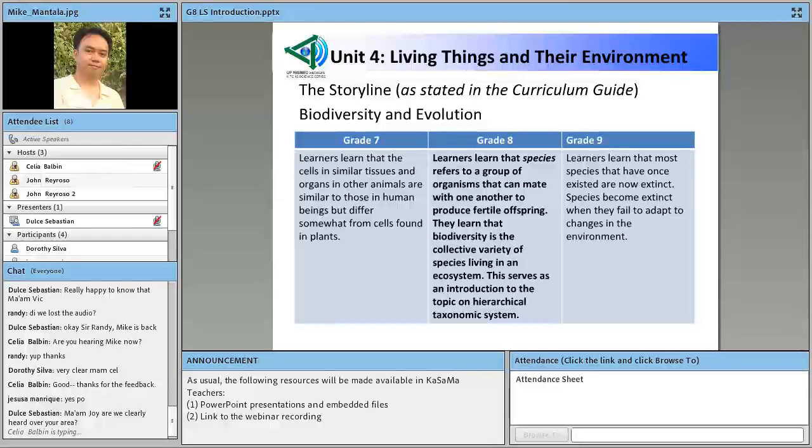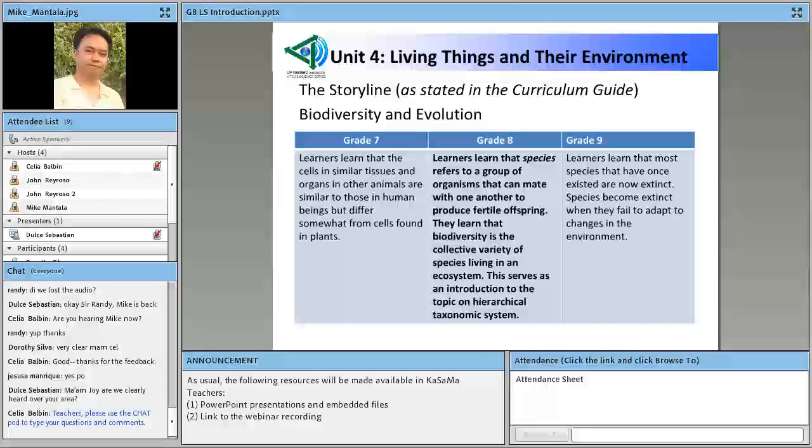Then in grade 9, learners learn that most species that have once existed are now extinct. Species become extinct when they fail to adapt to changes in the environment. But other than this, in grade 9, students will also get to learn the different ways through which we can conserve our reefs. Also incorporated in grade 9 would be the conservation efforts adopted by governments the world over, and what's actually being done at the grassroots level in order to protect these species and their habitats.